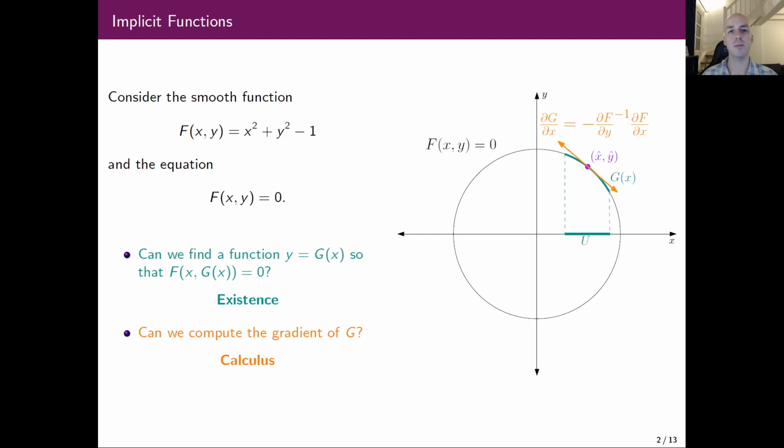The classical implicit function theorem goes on to state how we can compute the gradient of the implicit function g in terms of the gradient of f, shown now in orange. This provides us with a calculus for the gradient of the implicit function g.